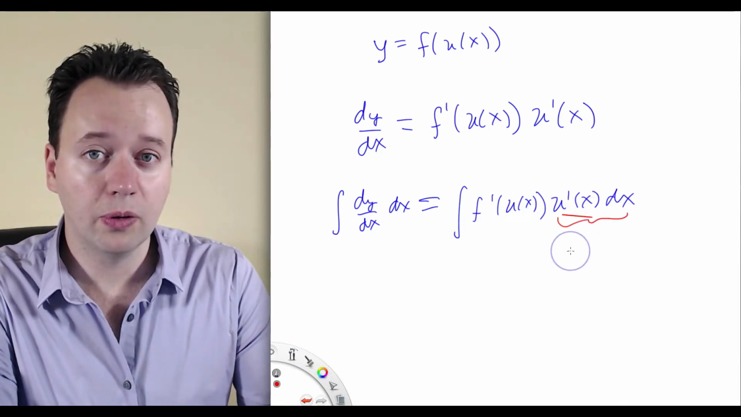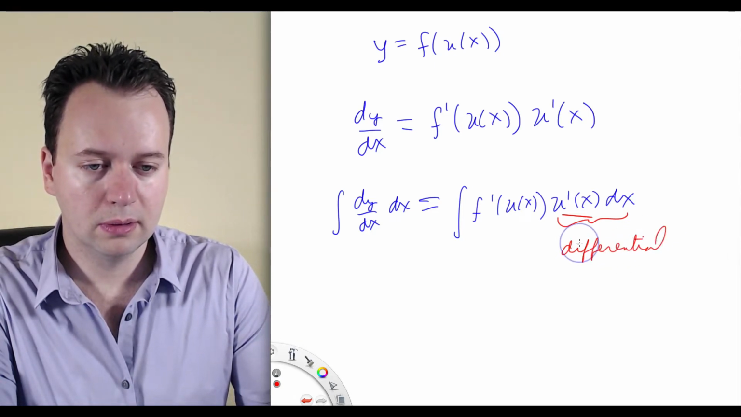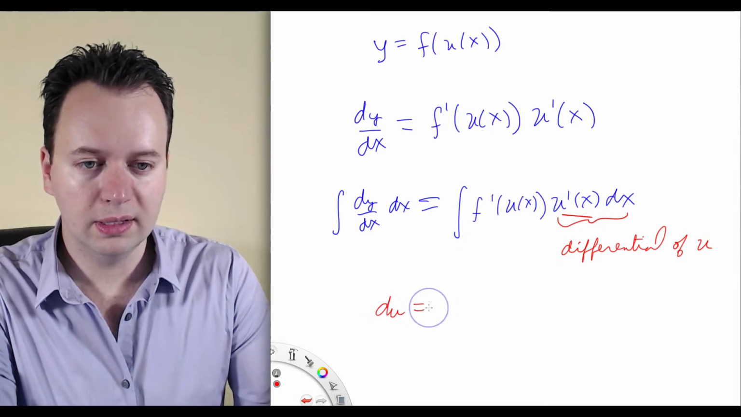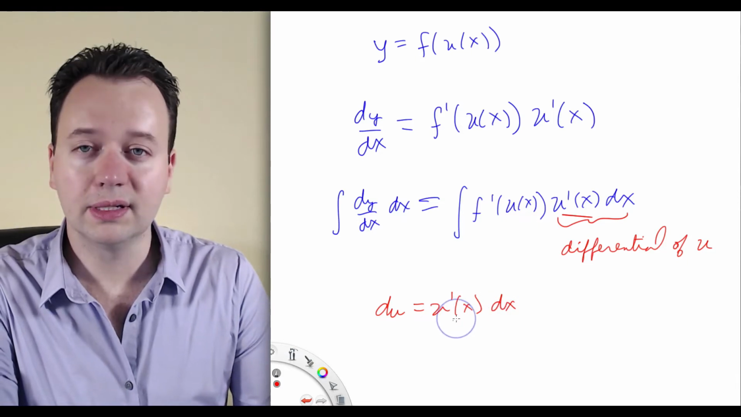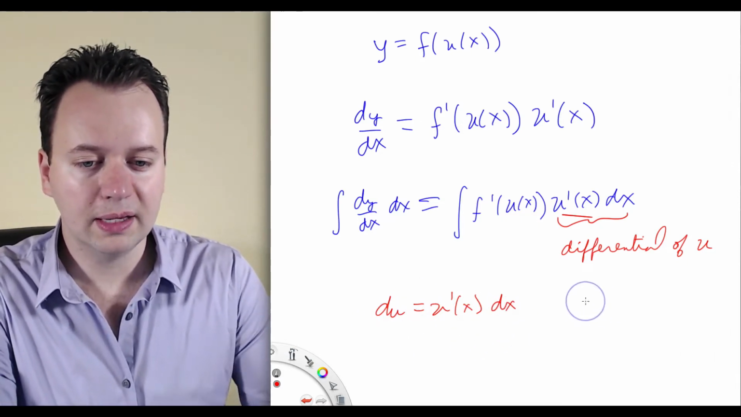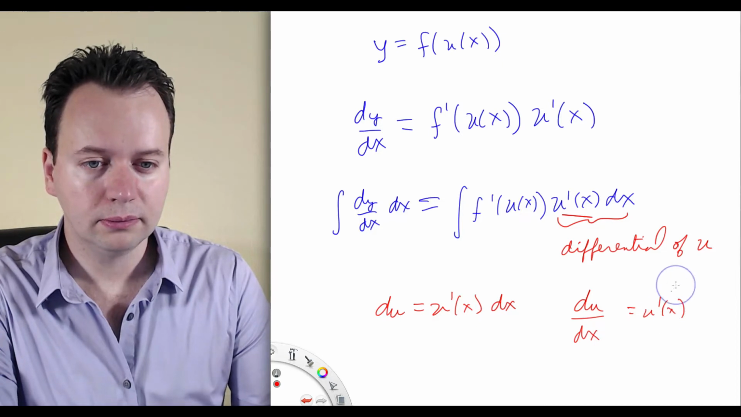Now u prime of x times dx is called the differential of u. So this is the differential of the function u. We would say that du is equal to u prime of x dx. So this is how the differential of u plays out relative to x. It's basically almost the same as saying du dx is equal to u prime of x. So that's how the notation works.